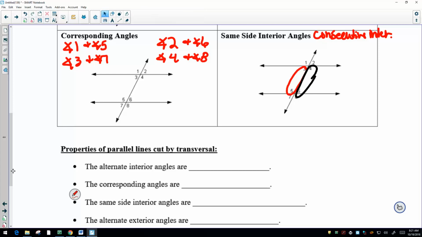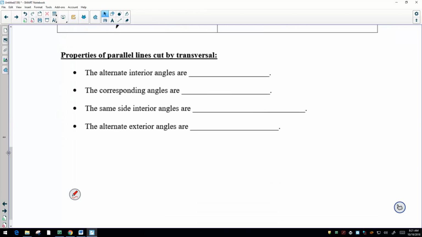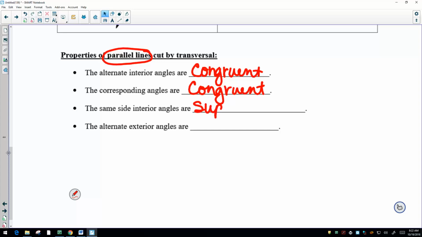So the special properties that we get with these angles, alternate interior angles will always be congruent. And again, properties of parallel lines, that's a big thing here. As long as they're parallel, these properties hold true. Corresponding angles are congruent. Same side interior angles are supplementary, meaning 180 degrees when I add them up. And then alternate exterior angles are congruent. So you notice out of these 4, there's only one that really has a different type of relationship here, the same side interior angles.